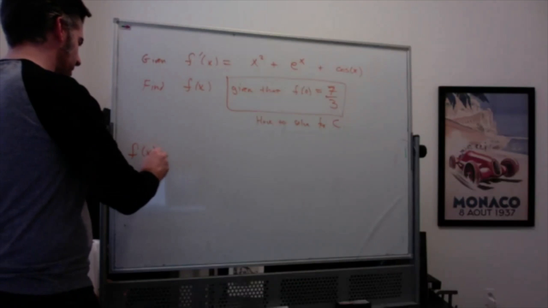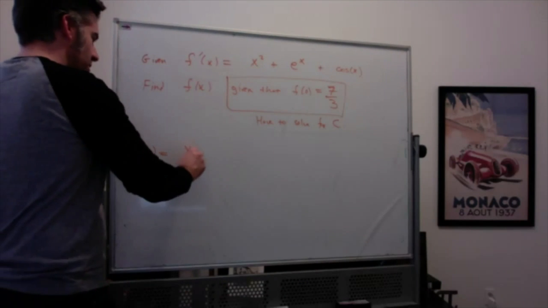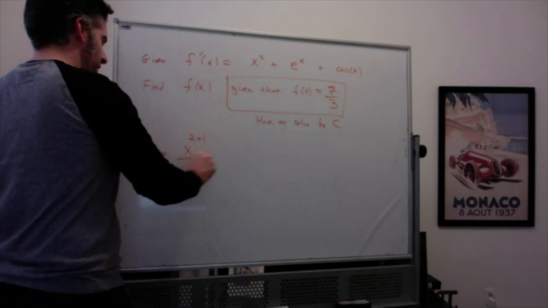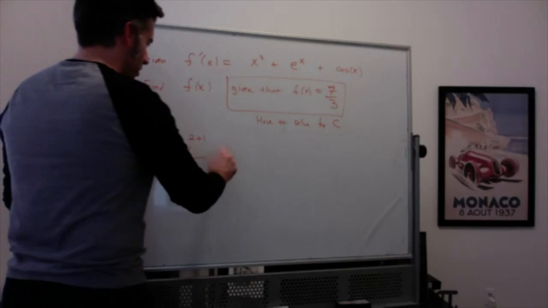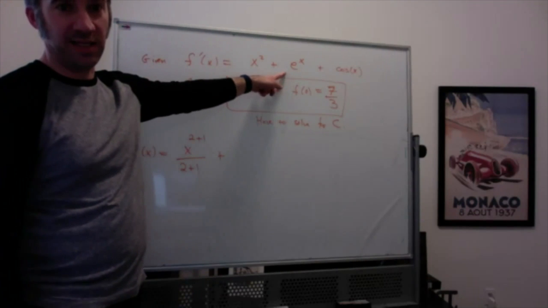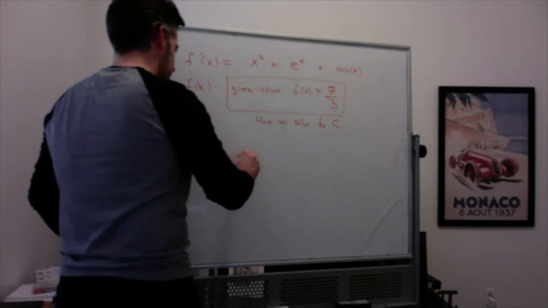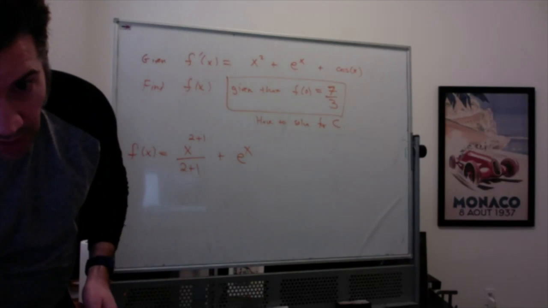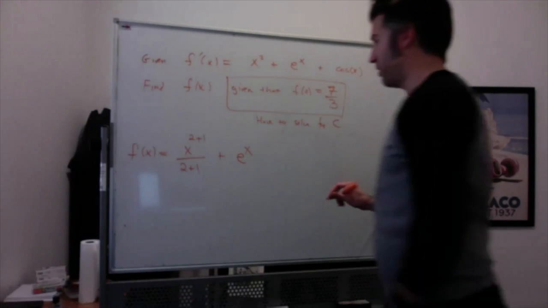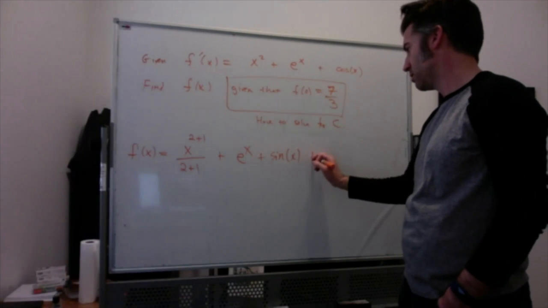So f of x is the antiderivative of x to a power, which is x to the power plus 1 divided by the power plus 1, or x cubed over 3. Everyone's favorite function to antidifferentiate. What's the antiderivative of e to the x? Oh, it's e to the x. It's kind of the best. And then what's the antiderivative of cosine of x? It is sine of x plus c.